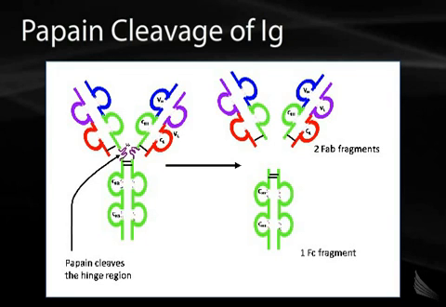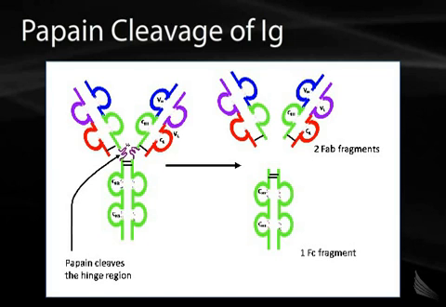So let's first look at papain. Papain is a proteolytic enzyme that can cleave an antibody right at the hinge region. So we can see here on the slide what it does is it breaks this antibody up into essentially three different parts. Two what we call Fab fragments and one Fc fragment.